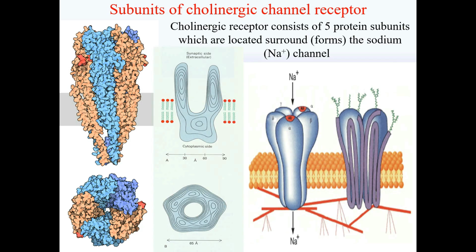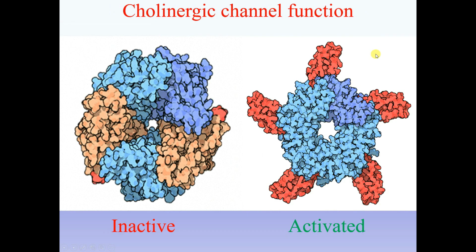Subunits of cholinergic channel receptor. Cholinergic receptor consists of 5 protein subunits which are located surrounding the sodium channel. And on this picture you can see cholinergic channel function when it is inactive and activated.